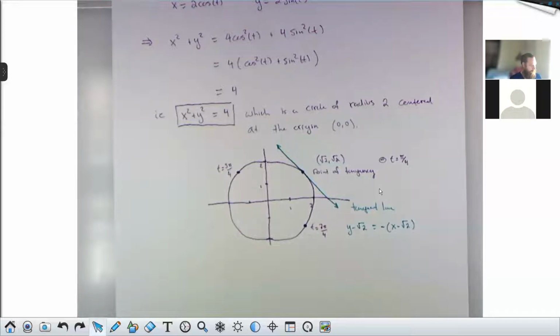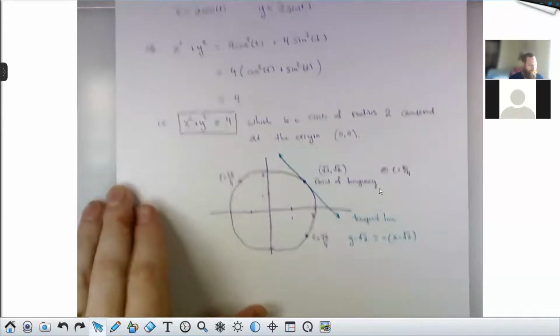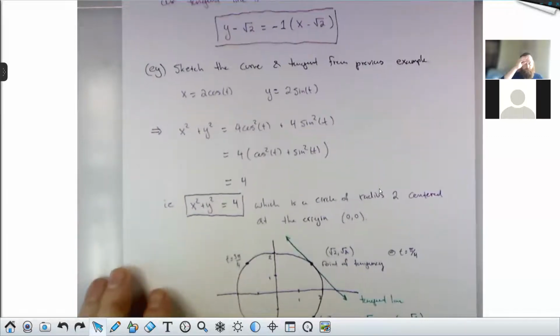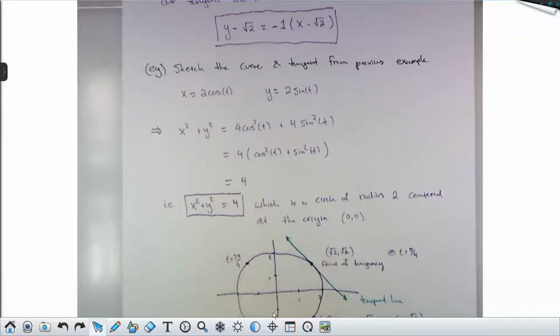Okay, great. Any questions on how we found this tangent line or how we were able to sketch the curve? Okay.